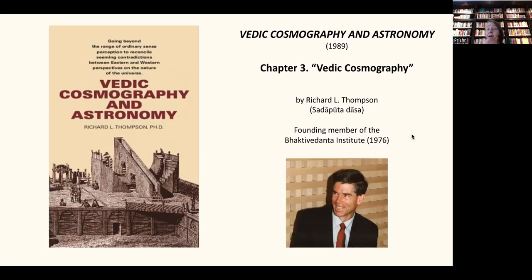And at that time, Srila Prabhupada gave the Institute the job of building a model for the fifth canto for the Temple of the Vedic Planetarium. Sadhuputta said shortly after that, we had no idea how to begin. And it took some time, but 13 years later, and a lot of blood, sweat, and tears, Sadhuputta was able to produce this book, Vedic Cosmography and Astronomy. I'm speaking on chapter 3, which is called Vedic Cosmography.